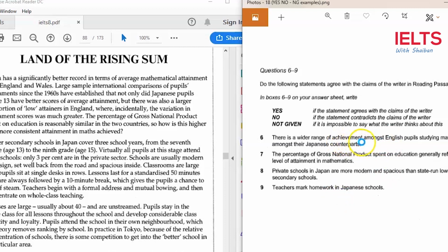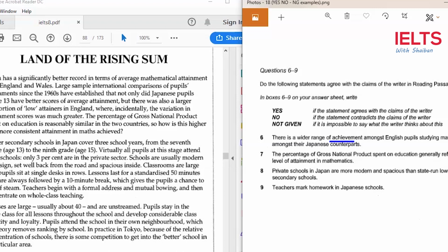Now, if we look at question number 6, there is a wider range of achievement amongst English pupils studying maths than amongst their Japanese counterparts. If we look at this passage, of course, this passage is about mathematics in Japan and the comparisons between Japanese students and UK students, or students studying in the United Kingdom. We follow the key as usual. There is, he said here, the key, there is a wider range of achievement amongst English pupils studying maths than amongst their Japanese counterparts.